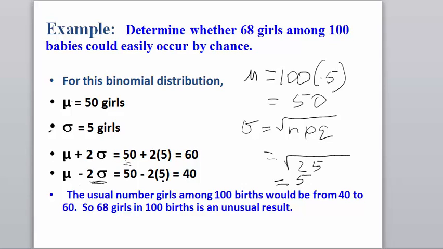So what does that really mean? We would consider anything between 40 girls and 60 girls to be usual values. So if you thought 68 girls among 100 babies was unusual, you were right, because this is outside of our usual range. So we would interpret that as 68 girls in 100 births is an unusual result.